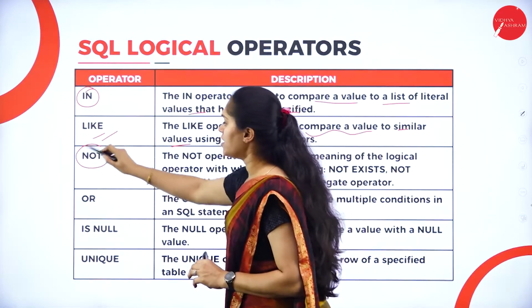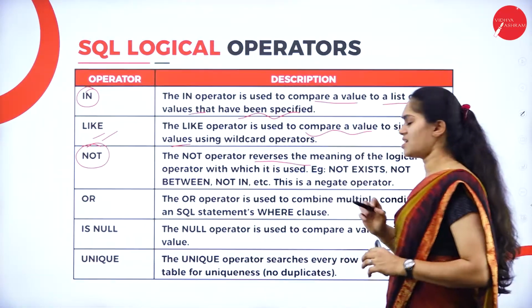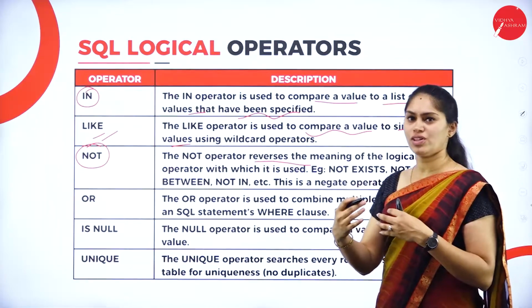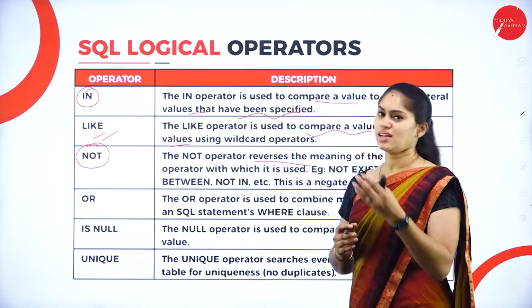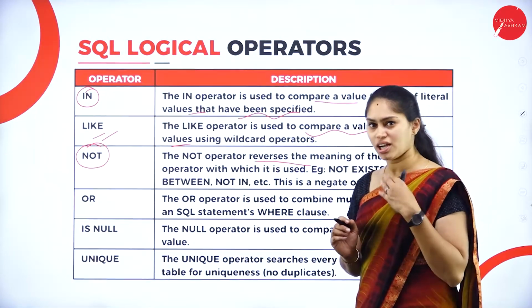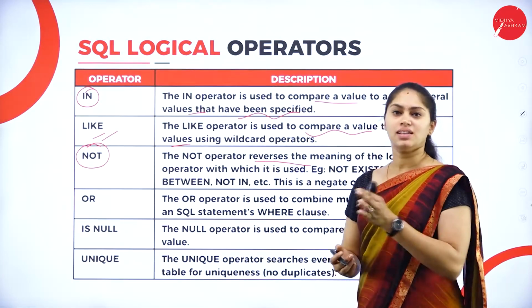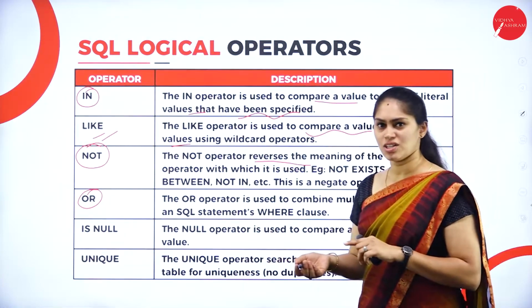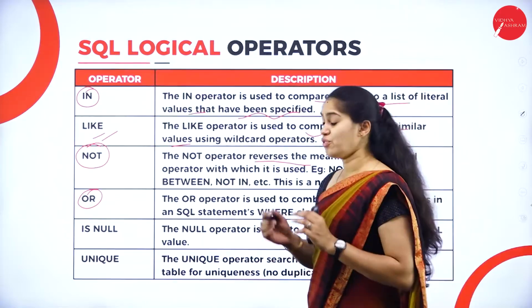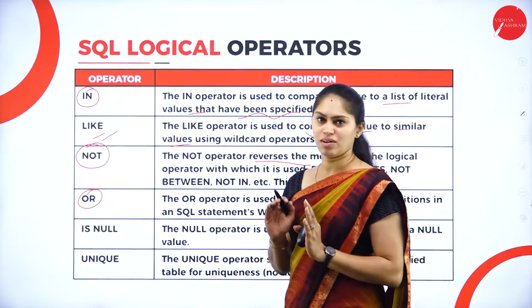And also we have NOT. This NOT operator just reverses the meaning of the input we are giving. Already I told you, if it is equal, then the result will be not equal. If my input is not equal, then equal will be the output. And also we have OR. If any one of the conditions is true, the result will be true. Only if both the conditions are false will it be false.